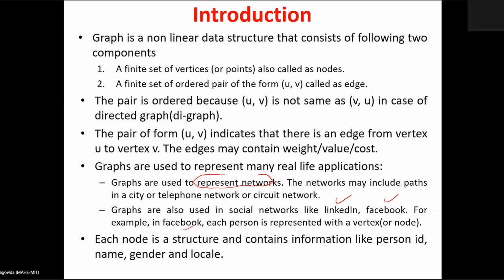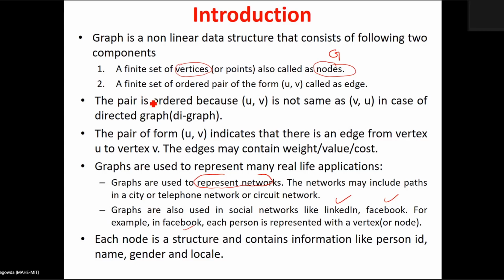The graph can be defined like this. A graph is generally denoted by the symbol G. This graph G consists of two sets. We have a finite set of vertices, also called nodes. Vertices is another name for nodes, and they are sometimes also called points.